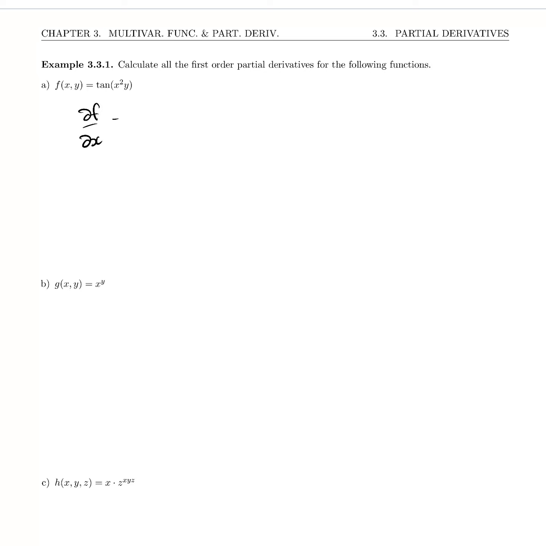So we have to apply the first Calculus 1 derivative rules. The derivative of the tangent is the secant squared. We'll hold the inside function the same, and now we need the chain rule. We have to take the derivative with respect to x, which is going to give us 2x, and y is a constant, so we'll just tag it along.